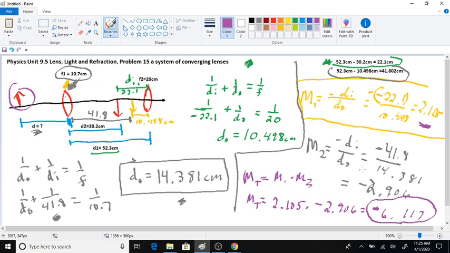So our 2 answers, just to review real quickly: part 1 and part 2 is the magnification.